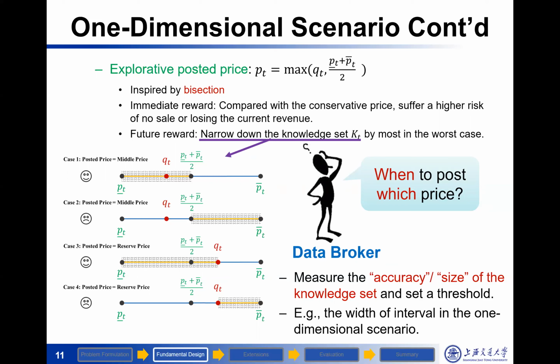Now, the question is when the data broker should post which price. Our strategy is to measure the size of the knowledge set, for example, the width of the interval in the one-dimensional case, and set a threshold. If it exceeds the threshold, the explorative price is posted to further refine the knowledge set. Otherwise, the knowledge set is near optimal, and the conservative price is posted.